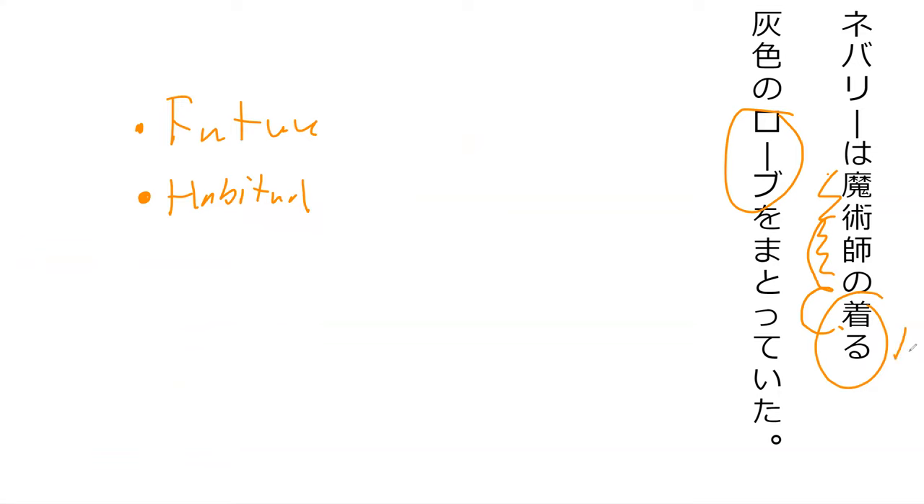If it was kita, that would almost make it sound like the magician we're referring to is Neburi. Like Neburi the magician is wearing robes, is kind of what that would insinuate because of the tense. So that is to wear, basically. Will wear, or something like that. But it's saying right here that Neburi is wearing a robe, and his robe is the kind of robe that magicians wear. I understand. Thank you.